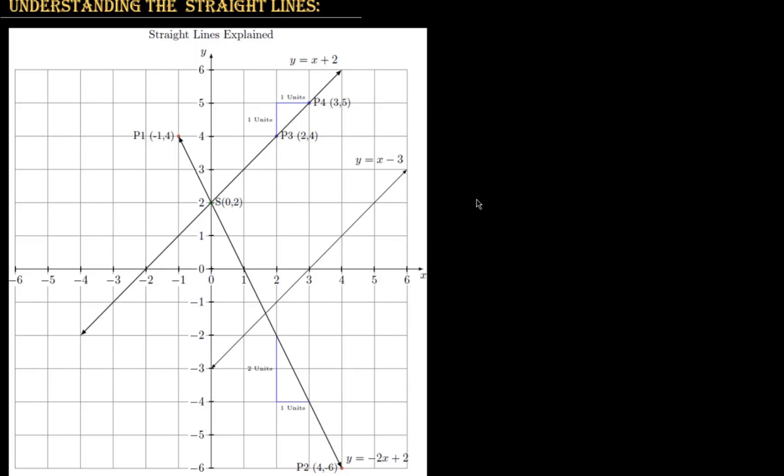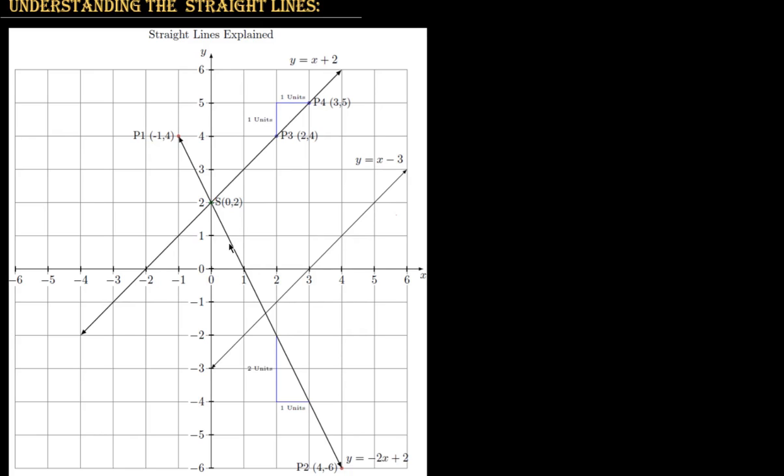So in this lesson, we will be discussing what is a parallel line and what is a perpendicular line. So if you look at this line, this line is parallel to this line. So what is the characteristic of these types of lines?